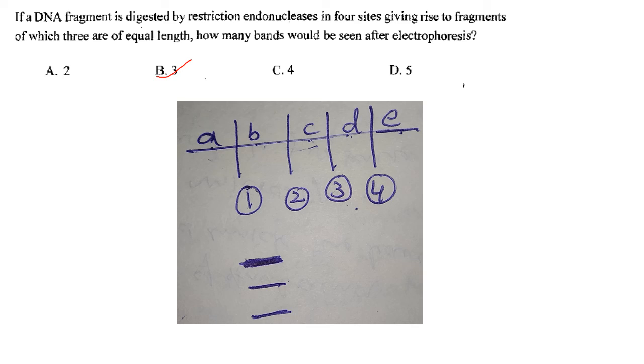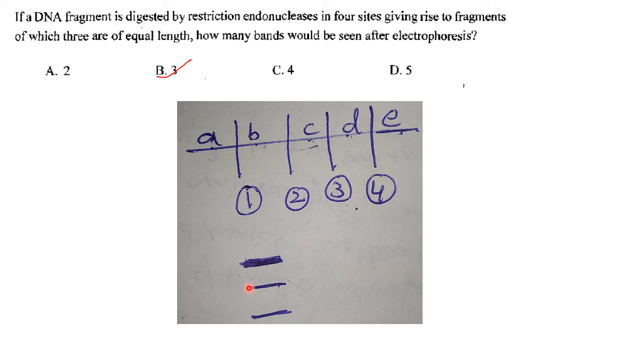Then next one. If a DNA fragment is digested by restriction endonuclease in 4 sites, giving rise to fragments of which 3 are of equal length, how many bands would be seen after electrophoresis? So this is the DNA fragment and it is digested with restriction endonuclease in 4 sites. That is 1, 2, 3 and 4. How many fragments will you get? You will get 1, 2, 3, 4 and 5, that is A, B, C, D and E. So they have told that out of these, 3 are of equal length. So A, B, C are of equal length.